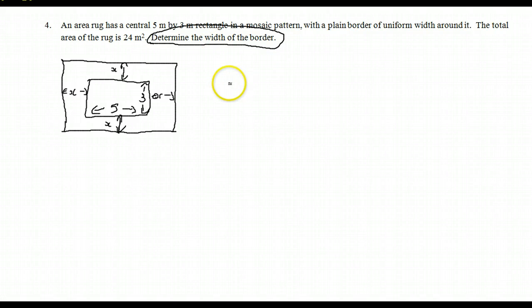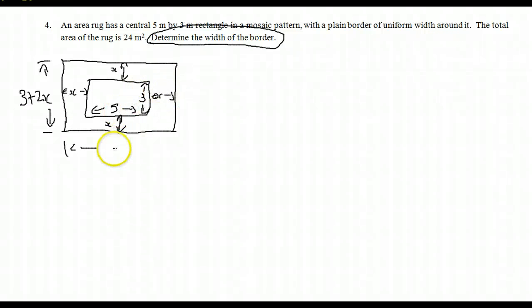Okay, the total area of the rug is 24 square meters. Well, the total area will be length times width. And this width here will be 3 plus 2x. And, well, let's call that the width. Then the length is 5, and we have an x on either side here. So it's x plus 5 plus x. Isn't written very nicely in here, but this will be 5 plus 2x.